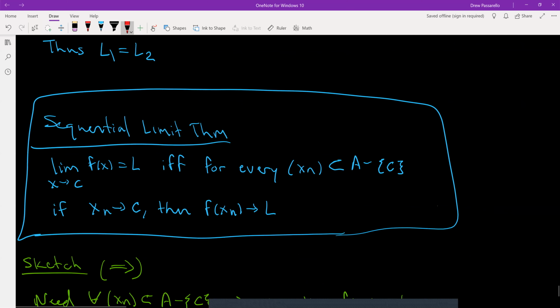The next thing is the sequential limit theorem. And it says that the limit as x approaches c of f of x equals L if and only if for every sequence xn that's a subset of A with C taken out, if xn converges to C, then f of xn converges to L. All right, so this is an if and only if proof.